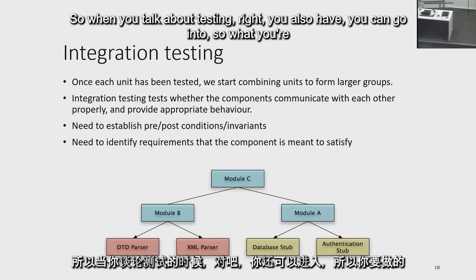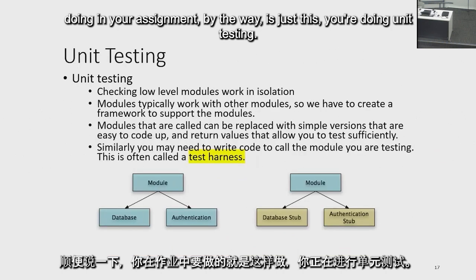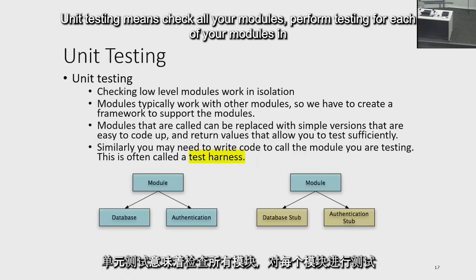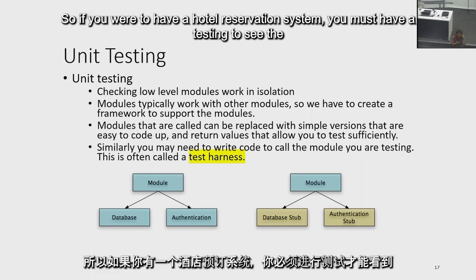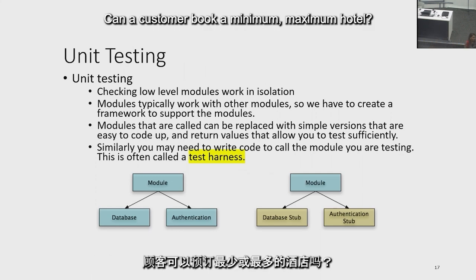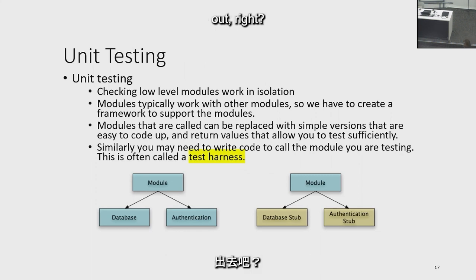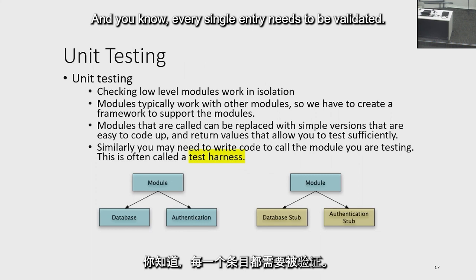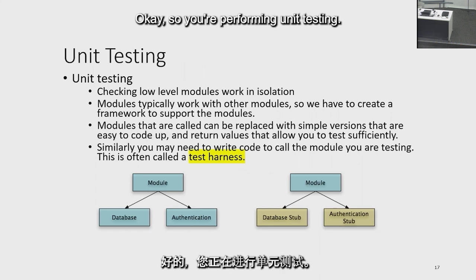So when you talk about testing, what you're doing in your assignment, by the way, is just this: unit testing. Unit testing means check all your modules. Perform testing for each of your modules in terms of the functions. You know what functions are now? So if you have a hotel reservation system, you must have testing to see the whole screen of booking a hotel. Can a customer book a minimum, maximum hotel? Do you have to specify the day that you're checking in and the day that you're checking out? Right? And every single entry needs to be validated. So you perform validation for your functions. Okay, so you're performing unit testing.